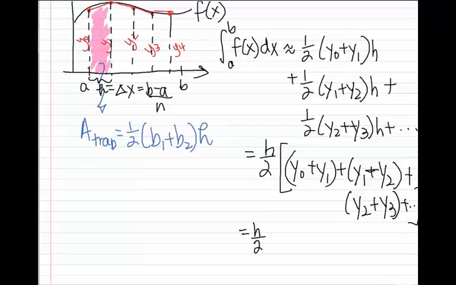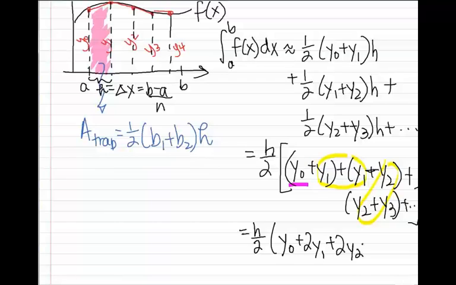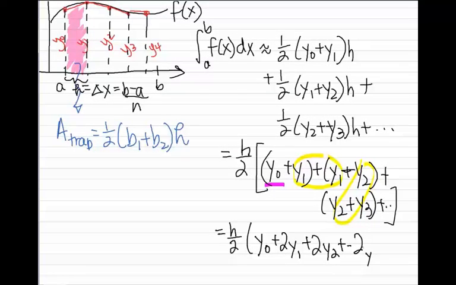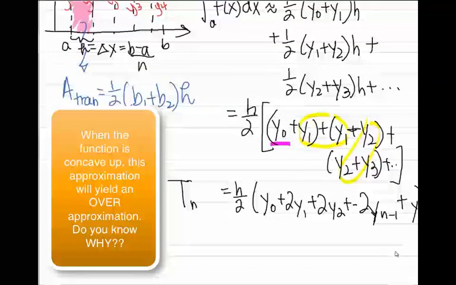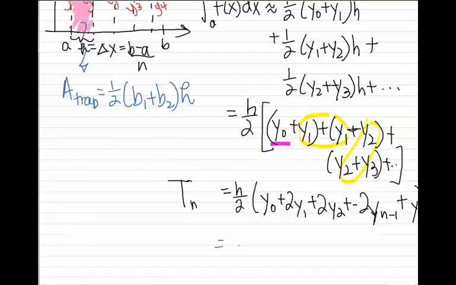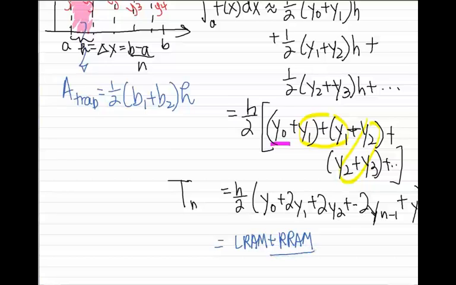Let's simplify it a little bit more. Notice how we've got the y1s repeating, the y2s repeating, and so on. The y0 in the front sits by itself. So this is really y0 plus 2y1 plus 2y2 all the way down to the second from the end, 2y sub n minus 1, plus the last one, y sub n. This will be what we call our trapezoidal approximation. This approximation is equal to (LRAM plus RRAM) divided by 2.